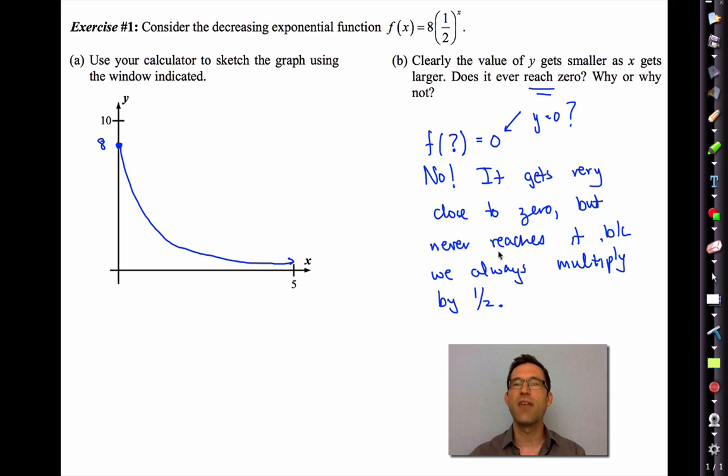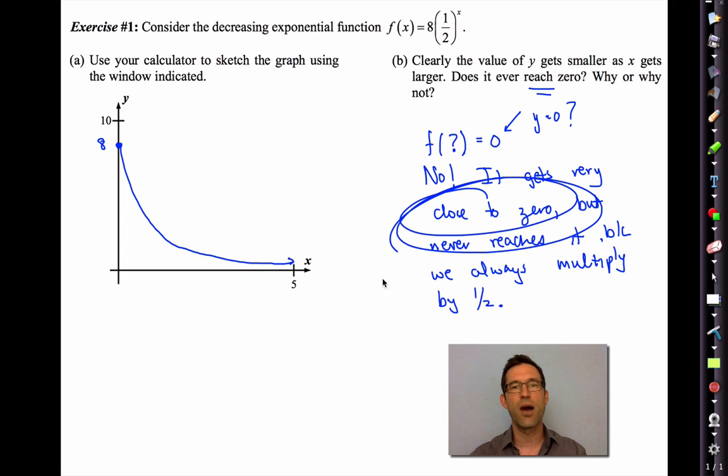But it does get very, very close to 0, right? It levels out, getting very close to the x-axis. Very important. All right? Pause the video, write down anything you need to, and then we're going to go on to cooling some liquids.